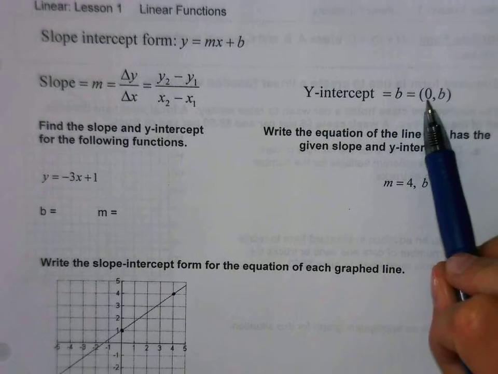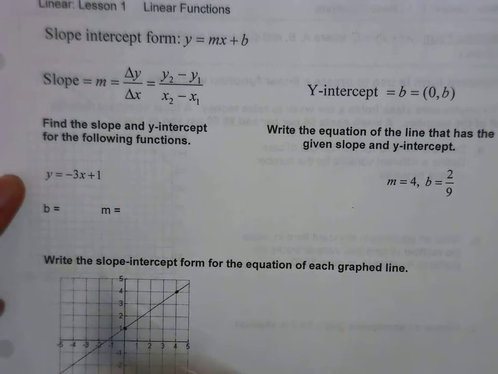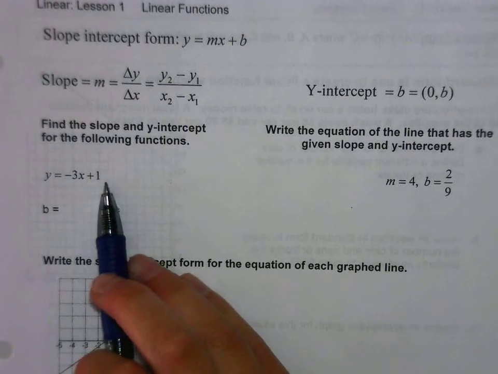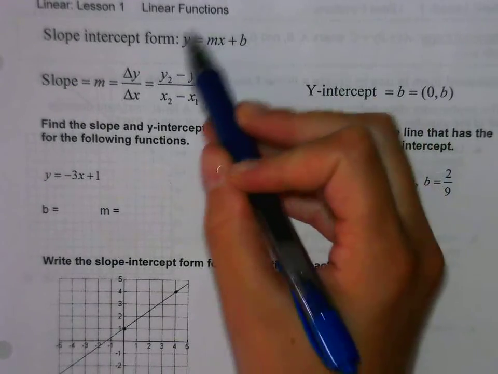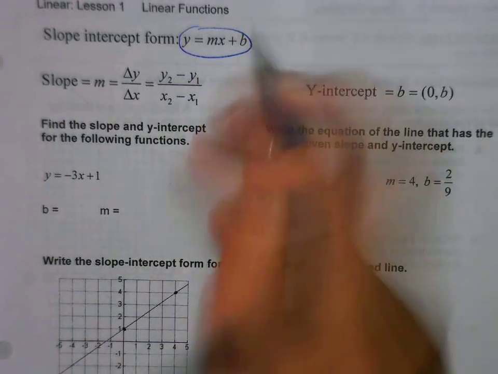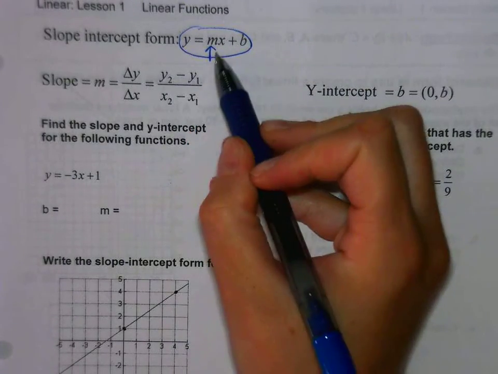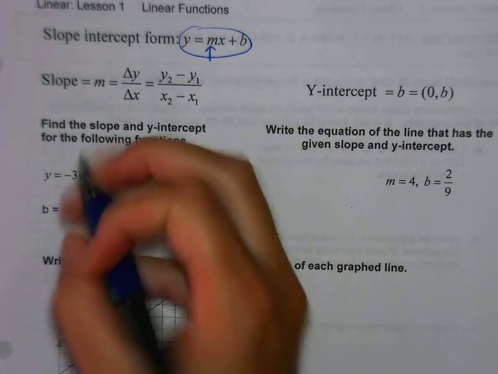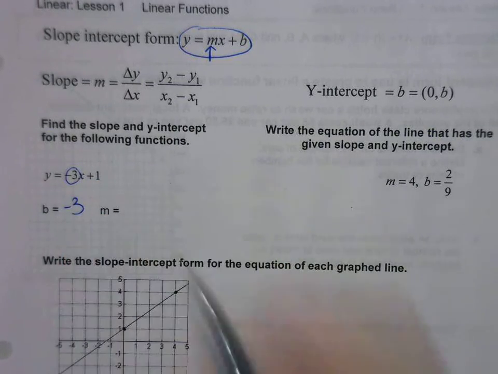So let's take a look. If we look at our first equation, we have y equals negative 3x plus 1. We want to find the slope and the y-intercept. So using our equation from above, y equals mx, our slope is always multiplied by our x value. So it's negative 3. Sorry, our slope is our m.